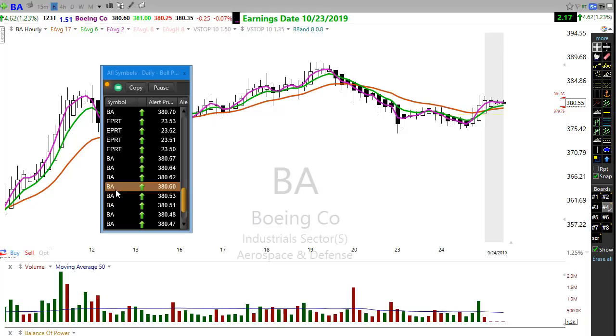When you look at the BA chart on an hourly chart using the Heikin Ashi, does anyone see a potential trade setting up? What would we do with this chart? Place a price alert and wait for the entry to occur. That's it. Wait for the entry to occur.